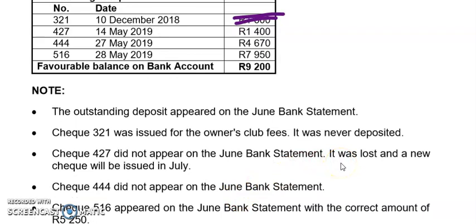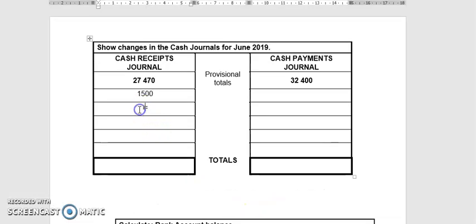So that's done. And then the next one, 427, did not appear on the June bank statement. It was lost and a new check will be issued in July. So the check was lost, so we will never ever deposit that check. So we need to reverse the check. If a check is lost, always reverse it. You reverse a check in the CRJ and you just enter 1,400 there.